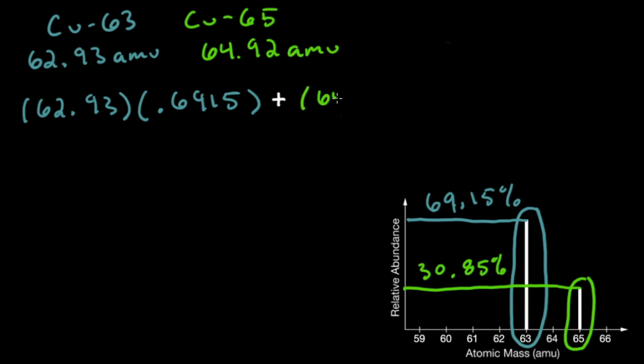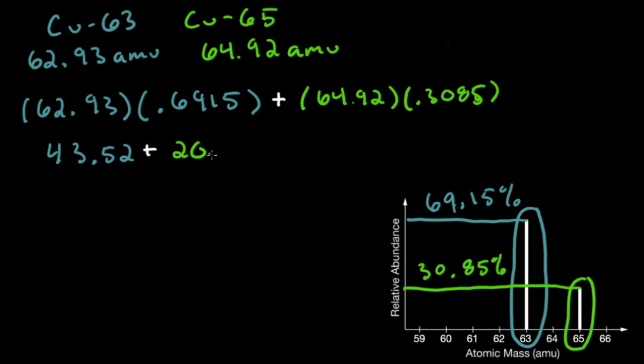And then we're going to add that to the other one, the Cu65, and so we're going to take the 64.92, and then we're going to multiply that by the 0.3085, and that's going to be this converted to a decimal. And when we do that, these two multiplied by each other is going to be 43.52, and then this one over here is going to be 20.03, and then we add these up, and this is going to be equal to 63.5, and this number right in here is the average mass of this one and this one.